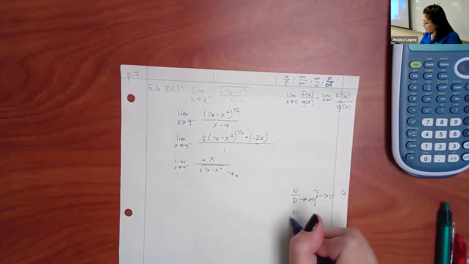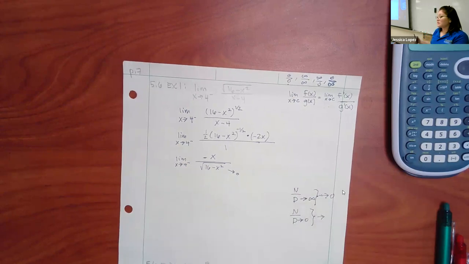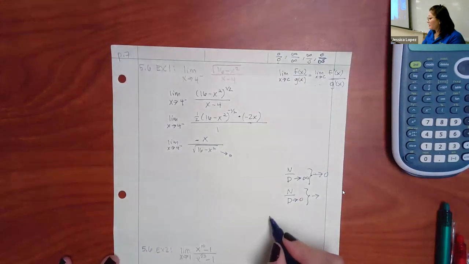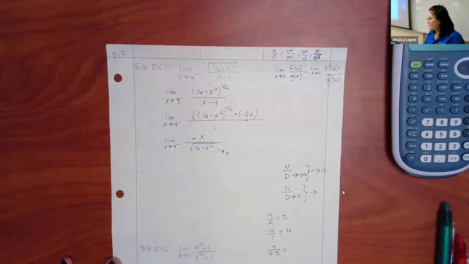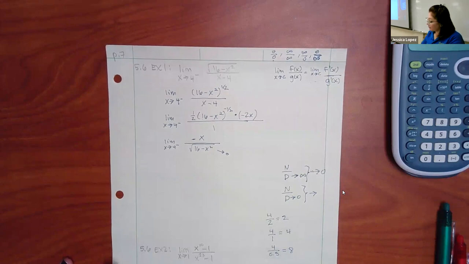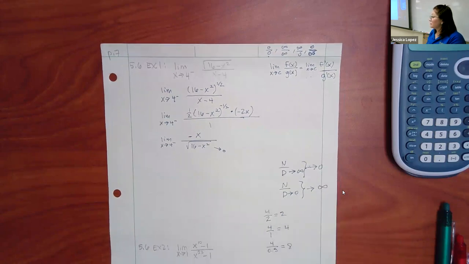But if my denominator is going to 0, that means the denominator is getting smaller and smaller. Let me give you an example. If I have 4/2, what is that? 2. If I have 4/1, what is that? If I have 4/0.5, you might not know what that is, but it's 8. So as my denominator is getting smaller, what is happening to the actual value? It's getting bigger and bigger. So when your denominator goes to 0, the whole fraction actually goes toward infinity.